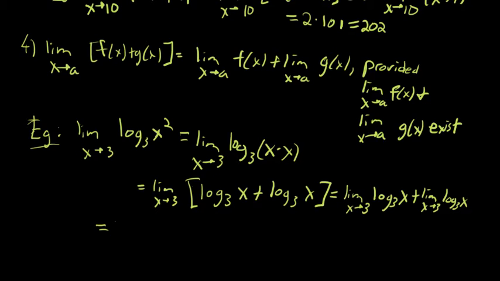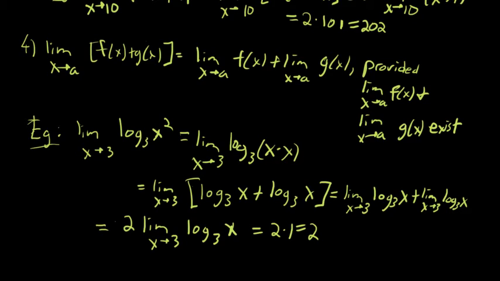And you can see that that's equivalent to 2 times the limit, because we have that same limit listed twice, so that's 2 times the limit of log base 3 of x. And so we can go ahead and evaluate this limit here. As x tends to 3, log base 3 of x is going to tend to log base 3 of 3, which is 1. So this is 2 times 1, and that's 2.